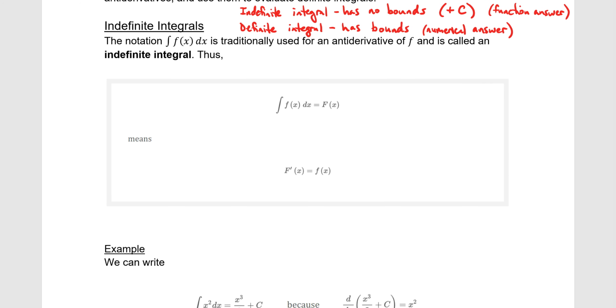So the notation, which we have seen already in the previous section, is going to be read as the integral of f of x dx, and it's used for finding the antiderivative of f of x. And this is going to be an indefinite integral because there are no limits of integration, or no bounds. So if we take the integral of f of x dx, it's going to equal capital F of x, where capital F of x is the antiderivative.